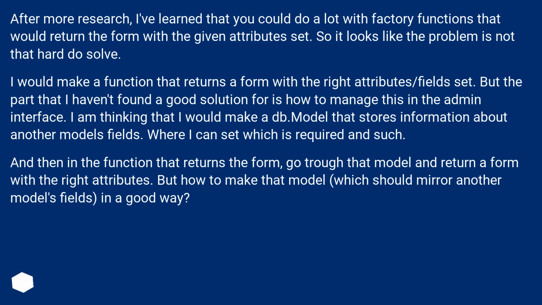I am thinking that I would make a db.model that stores information about another model's fields, where I can set which is required and such. And then in the function that returns the form, go through that model and return a form with the right attributes. But how to make that model, which should mirror another model's fields, in a good way.